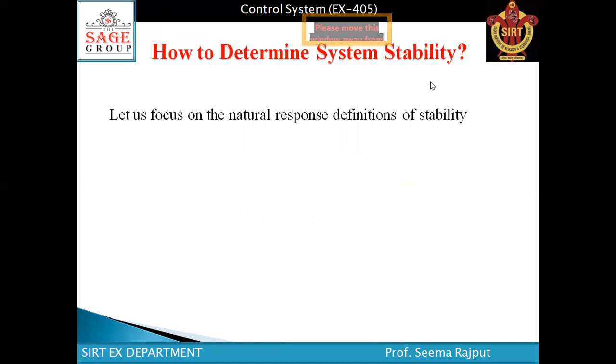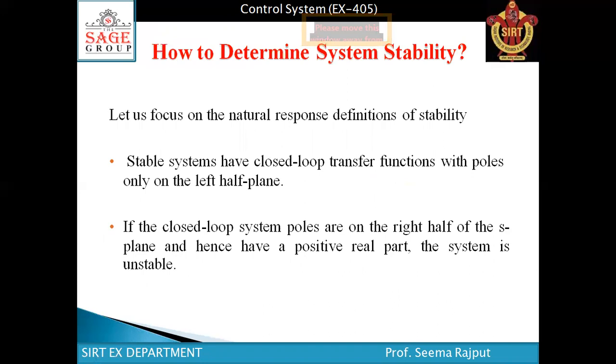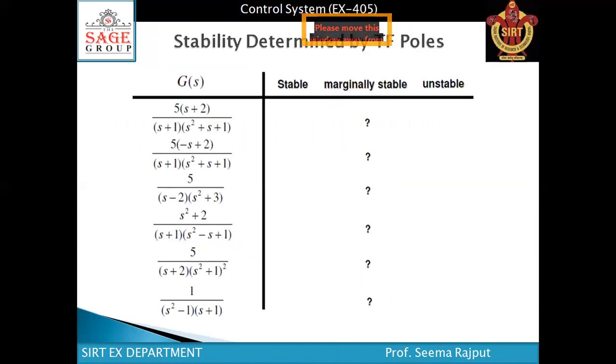Then how do we determine system stability? Let us focus on the natural response definition of stability. Stable systems have closed loop transfer functions with poles only on the left half plane. If the closed loop system poles are on the right half of the S plane and hence have a positive real part, the system is unstable. So stability is determined by transfer function poles. Here are some examples of transfer functions.